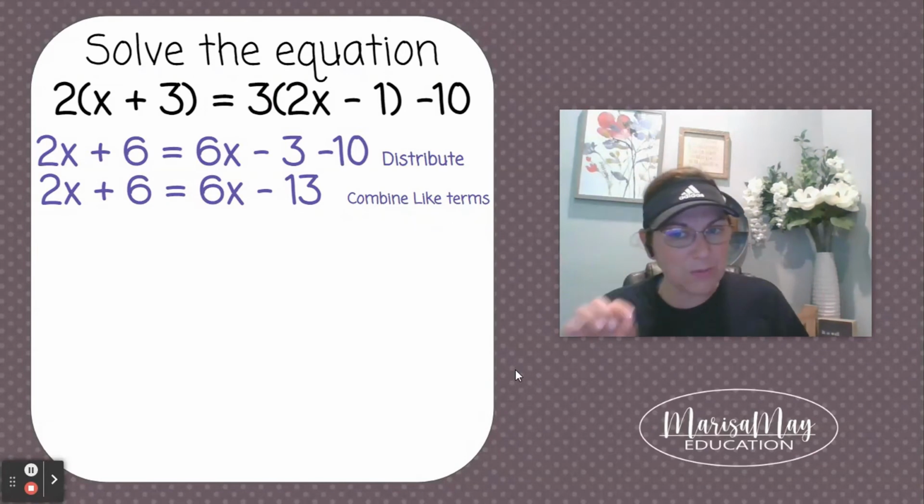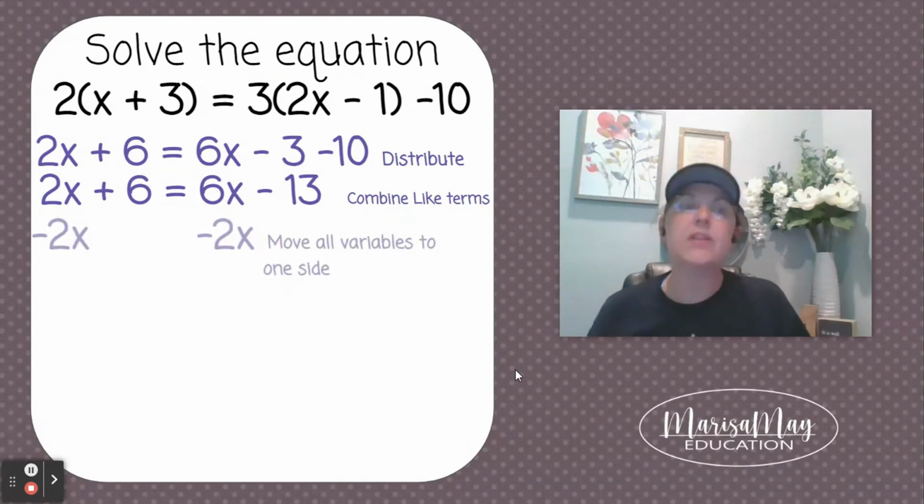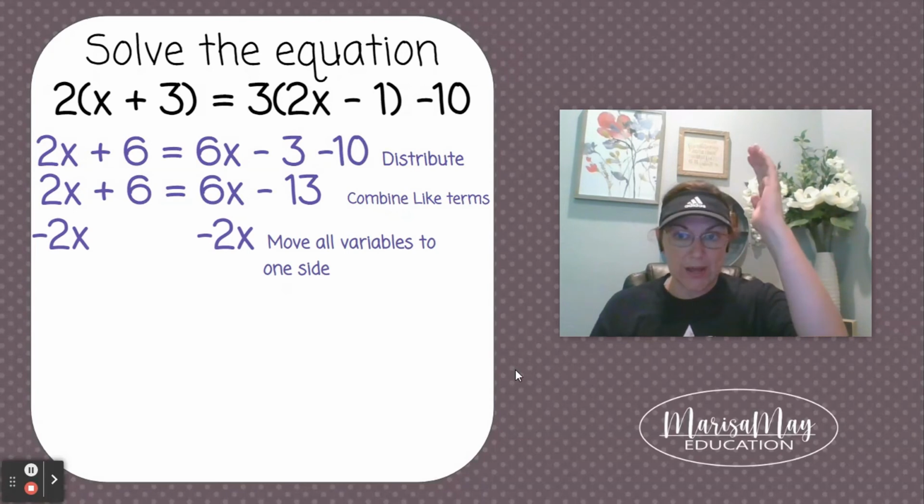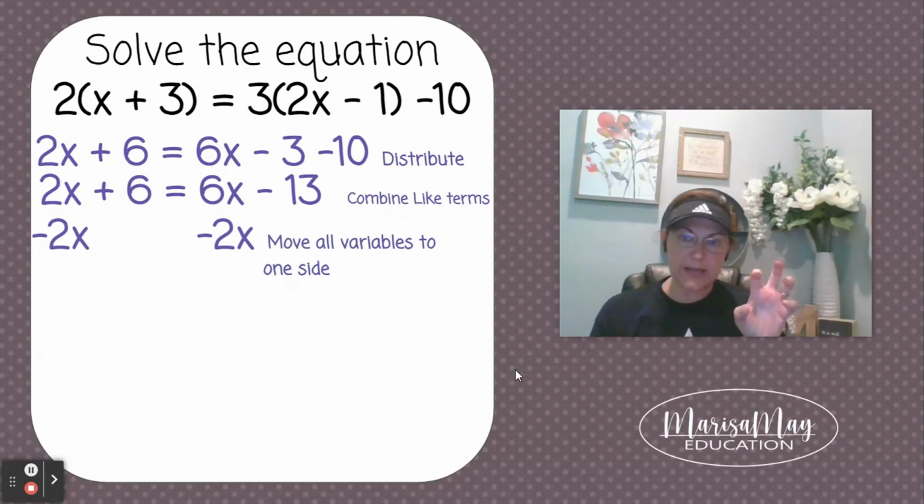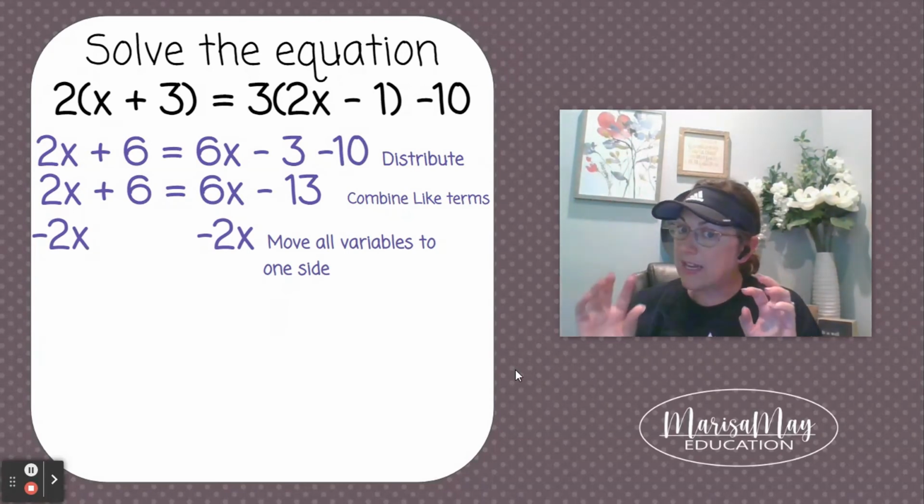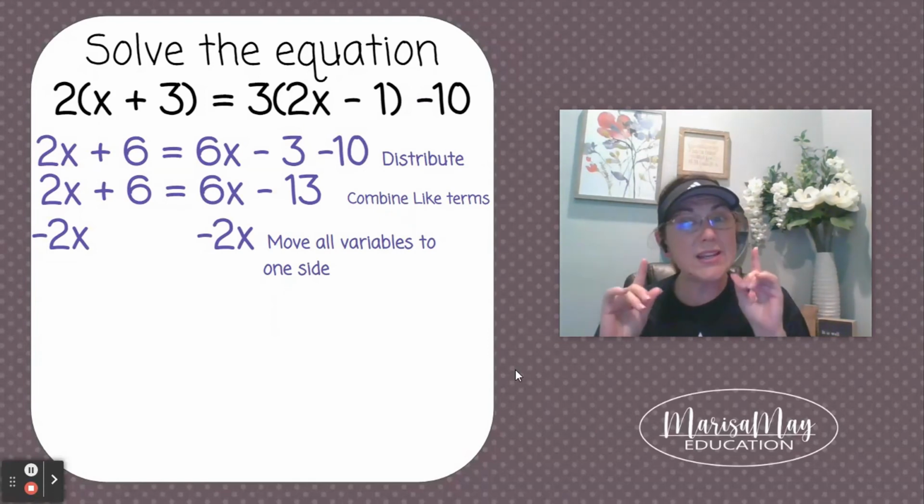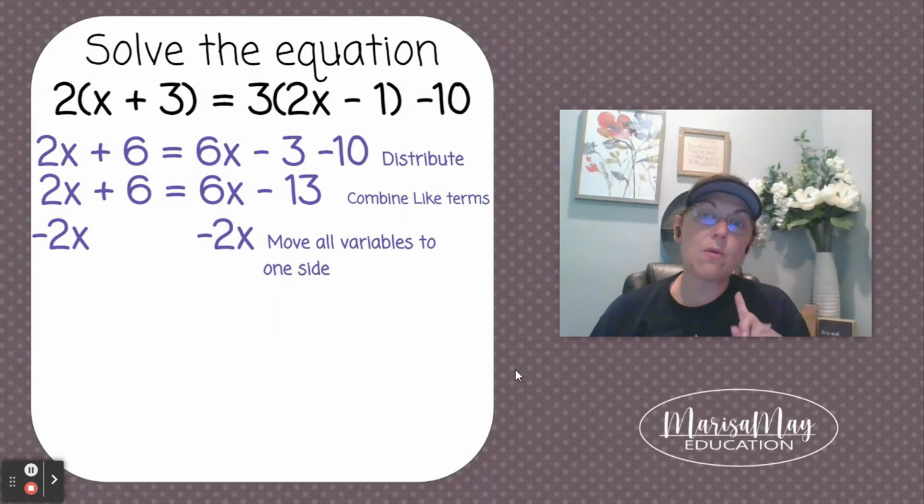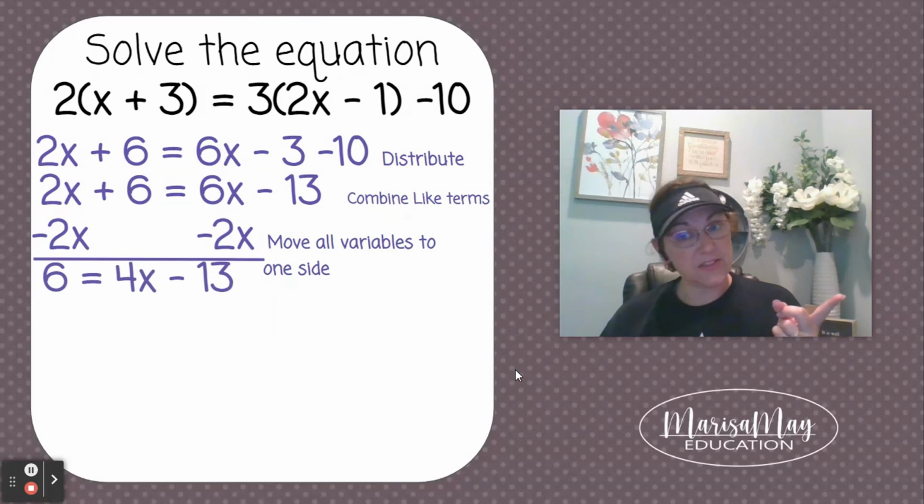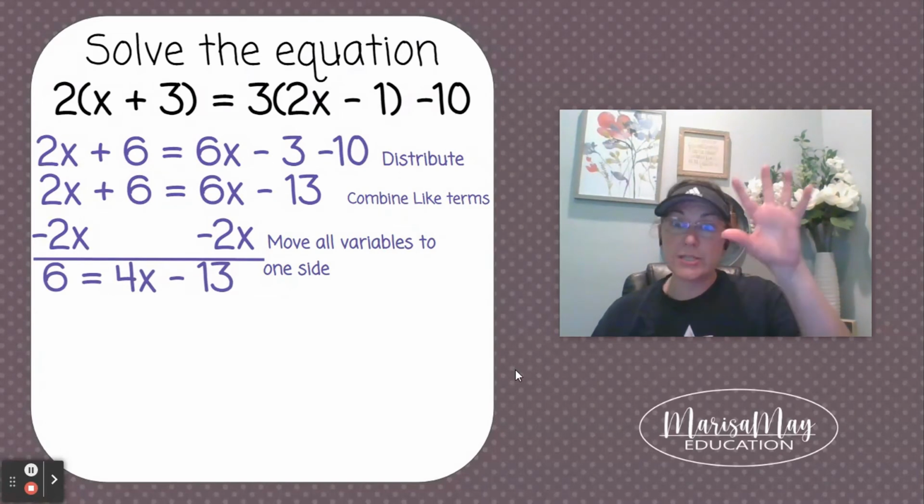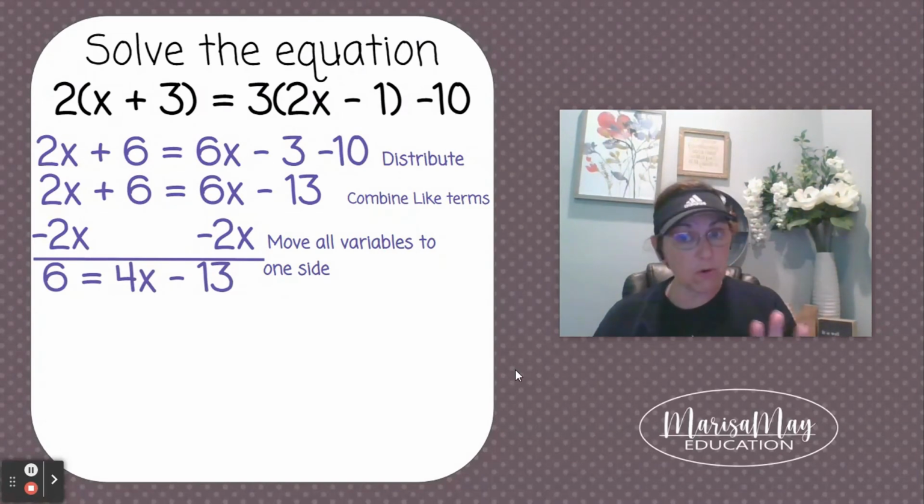I want you to watch where I line it up though. Notice that I line the 2x when I subtract it underneath the 2x and I line it underneath the 6x. I'm doing that because they are like terms. So let's take a look at what I get when I subtract those. I have 6x left on the left side equals, now watch, 6x minus 2x gives me 4x, then minus 13.